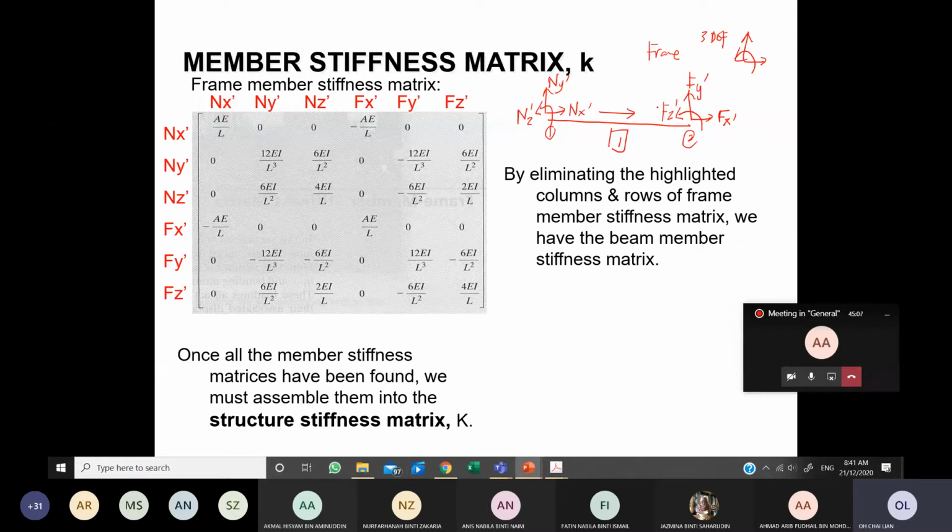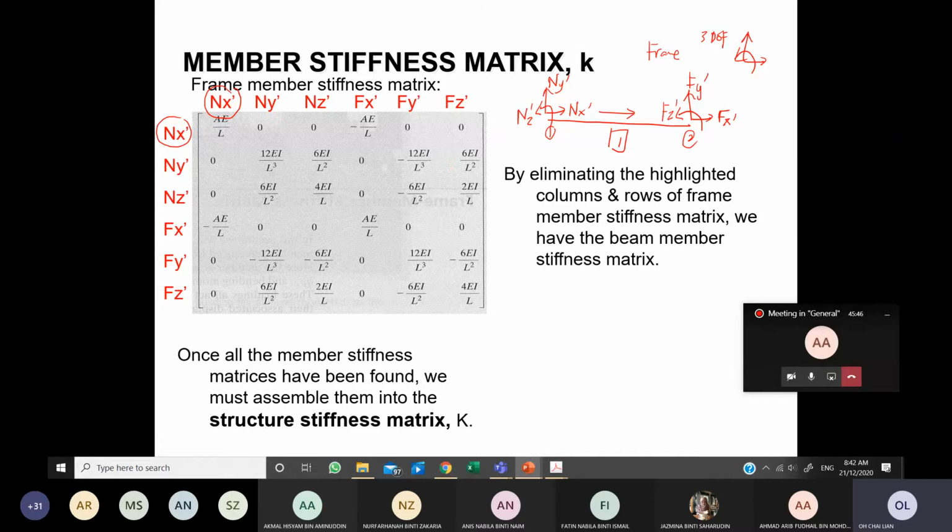So you can tell in terms of displacement or forces. Okay, so I'm talking about this direction here. Now if you look at this matrix, you will find that you will have nx prime and nx prime for the first row and first column, and ny prime and ny prime for the second column and second row, and so on.